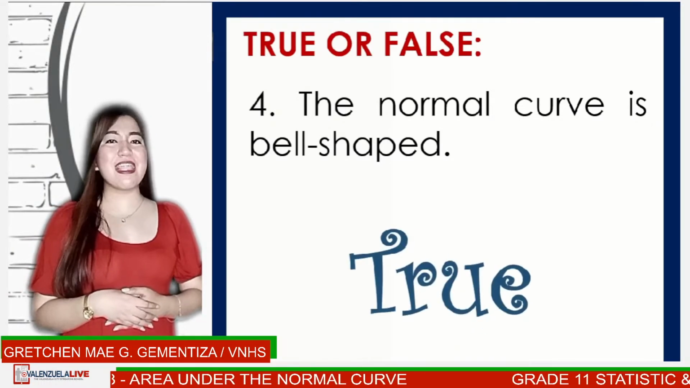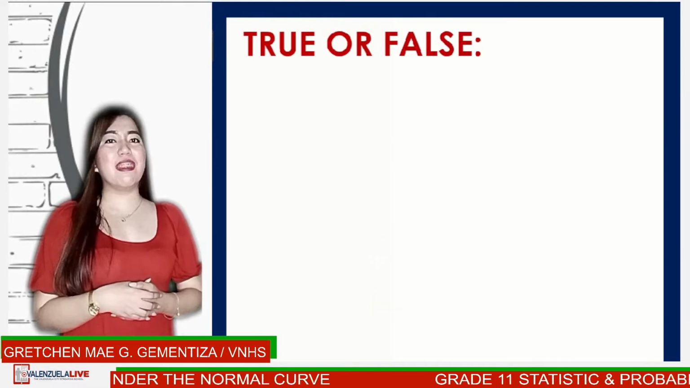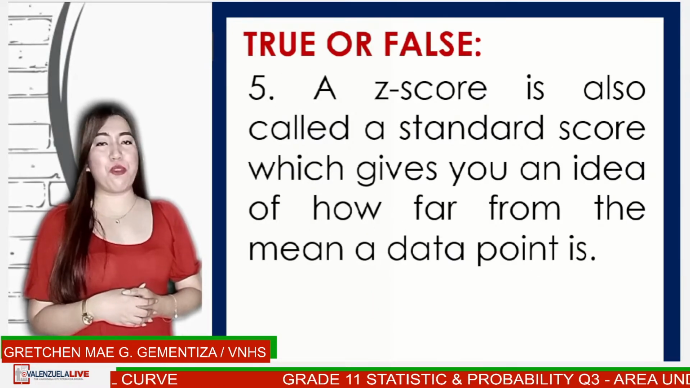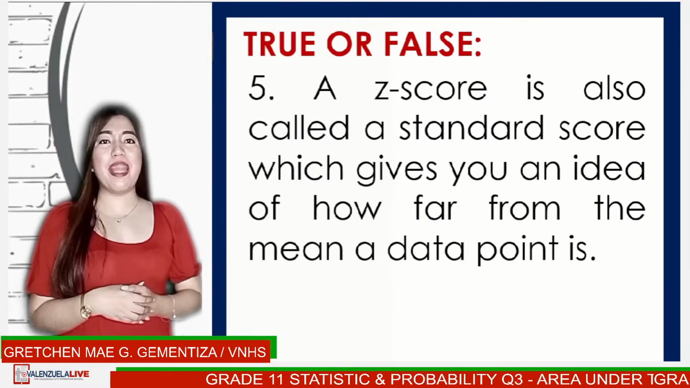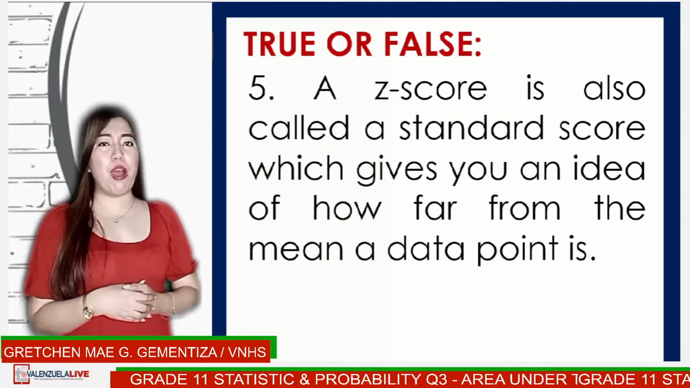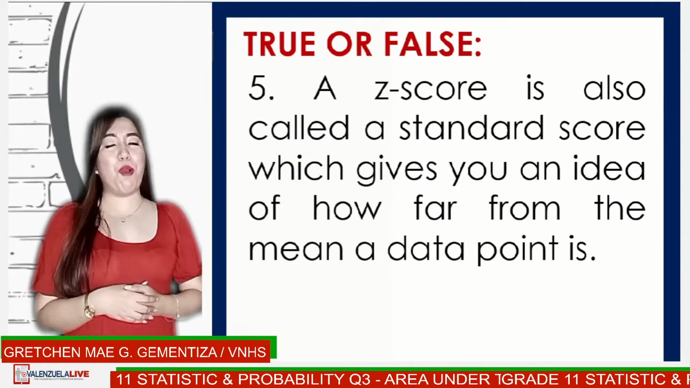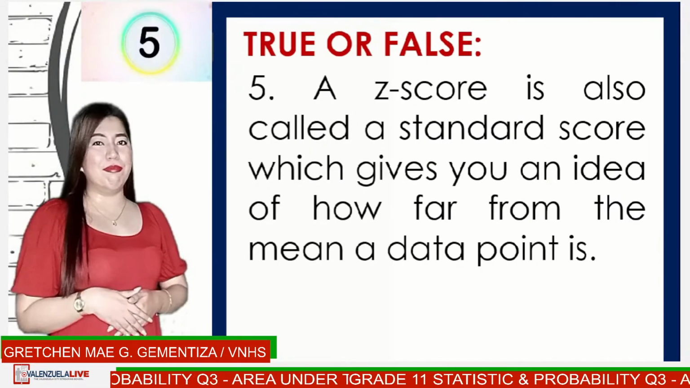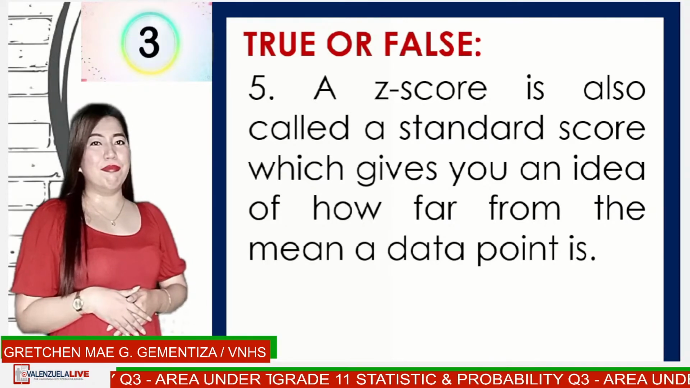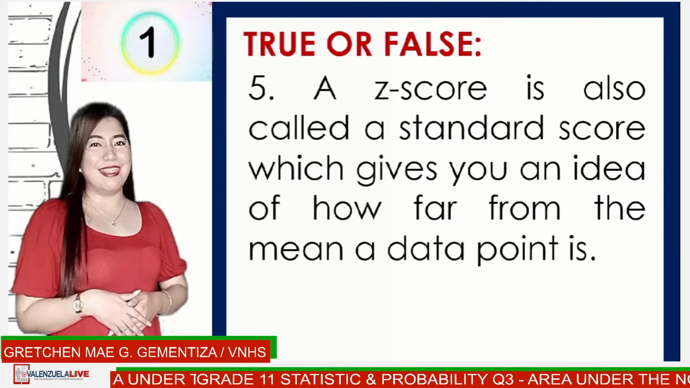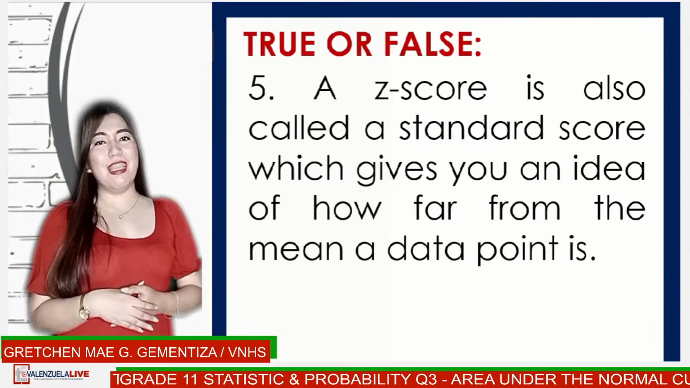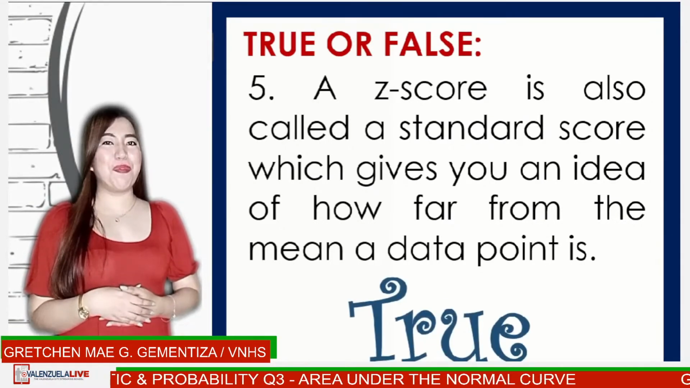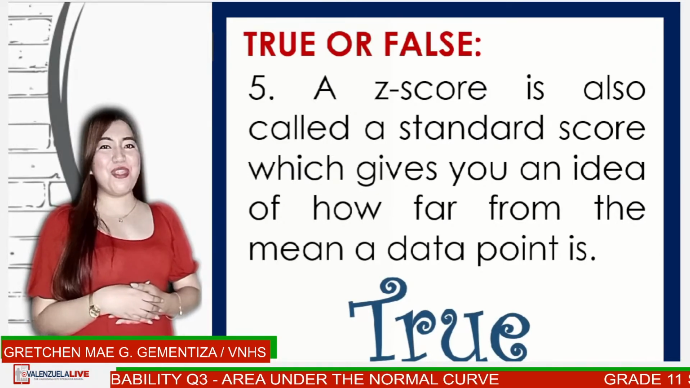And last, statement number 5, a z-score is also called a standard score, which gives you an idea of how far from the mean a data point is. Your 5 seconds starts now. Definitely, statement number 5 is true. Good job, grade 11 students.